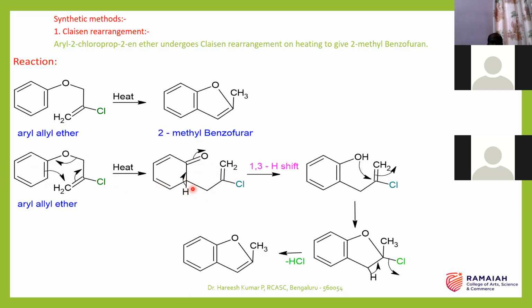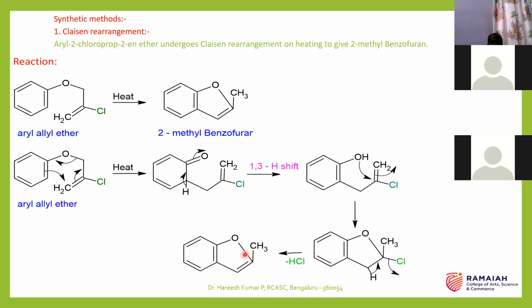Then what will happen? This bond pair is coming over here, and this bond pair picks up this proton, and the conversion of this to this is called a 1,3 hydrogen shift. Then afterwards, the lone pair or the bond pair can attack this carbon, and this picks up a proton. An intermediate is formed like this. Then afterwards, elimination reaction. So HCl will go out. This bond pair is coming over here, Cl minus will go out. So that is how the benzofuran is obtained.